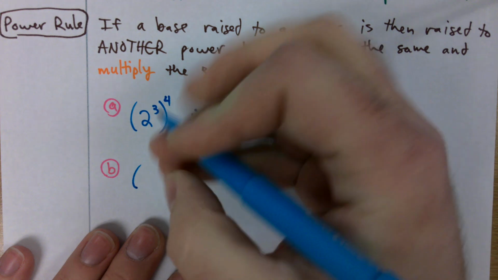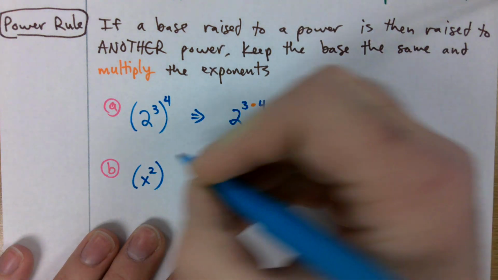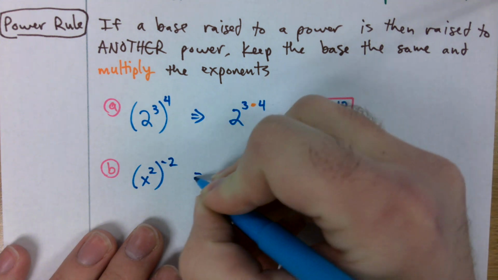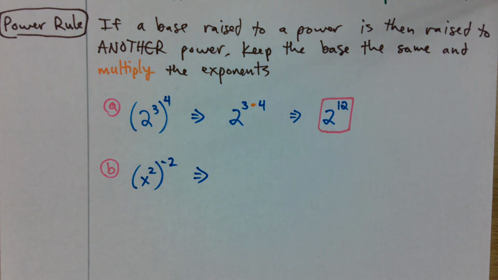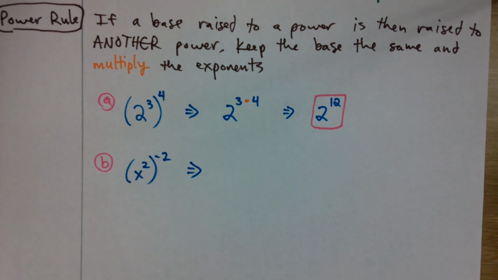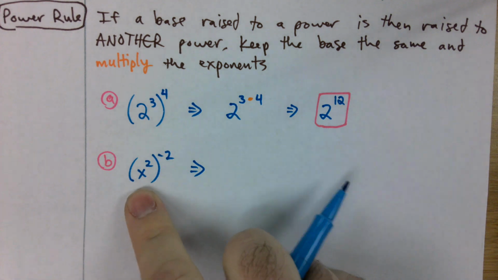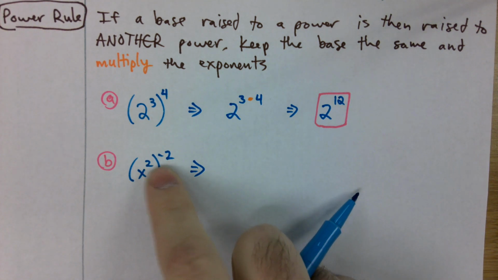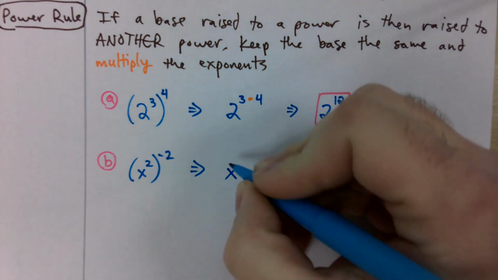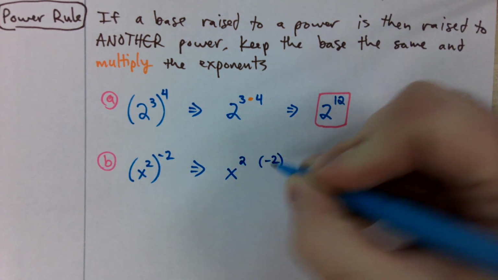Example B, inside the parentheses, let's do x squared. And outside, let's do negative 2. So, x to the second raised to the power of negative 2. We could also say this is x squared to the power of negative 2. We're going to keep our base the same, and we're going to multiply our exponents.